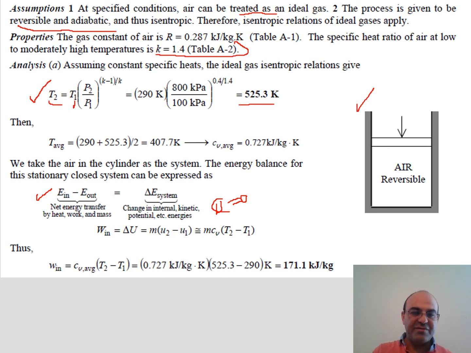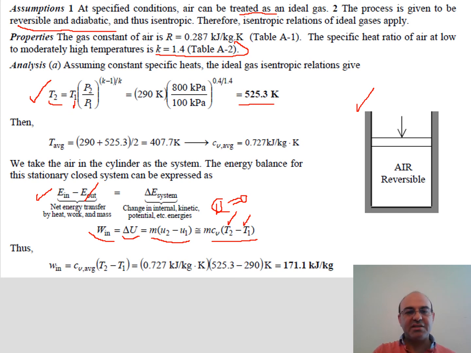But if we use this form, energy in minus energy out, there is no energy out, and energy in is equal to the work. And it's equal to delta U because kinetic and potential energies were assumed negligible. It's equal to m(u2 minus u1). Because in part A, we want to do it based on the assumption of constant specific heats, then it's equal to m cv delta T. So we do know T1 and T2, but how about cv?